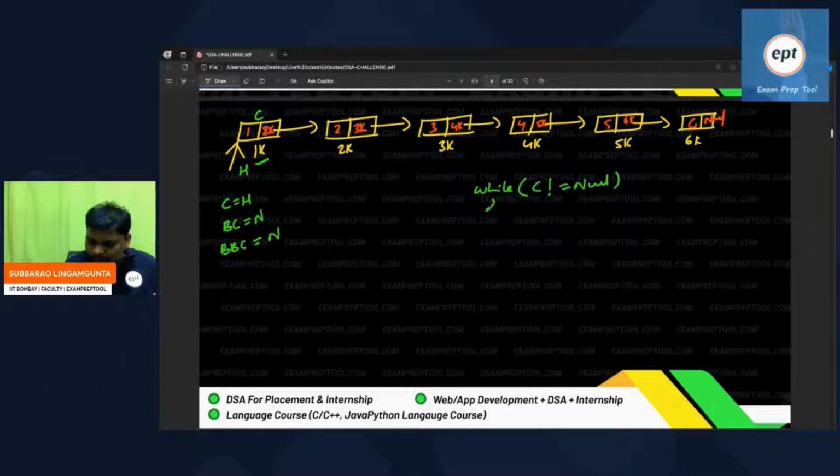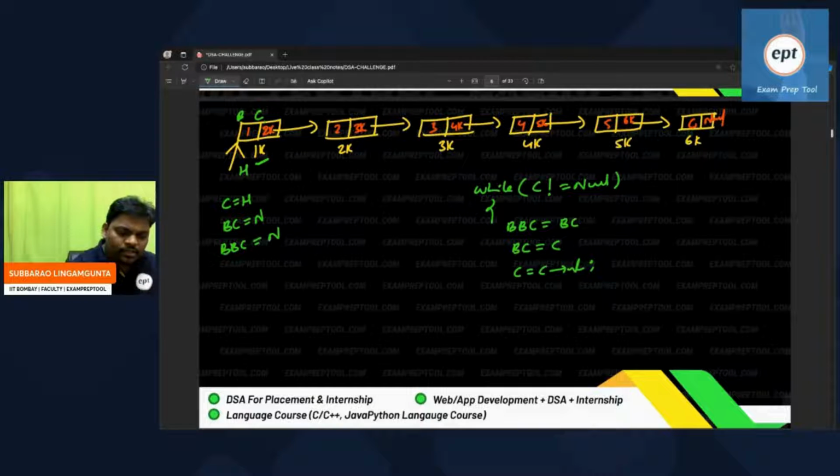Now see everyone. If current not equal to null means node is there, then you can reverse. See how they are doing. Before current next is equal to before current. Before current is equal to current. Current is equal to current next. Like that you have to write one code. Then after completion, this is going to be before current, which will still be outside. Next one, current will be here. This is the setup.